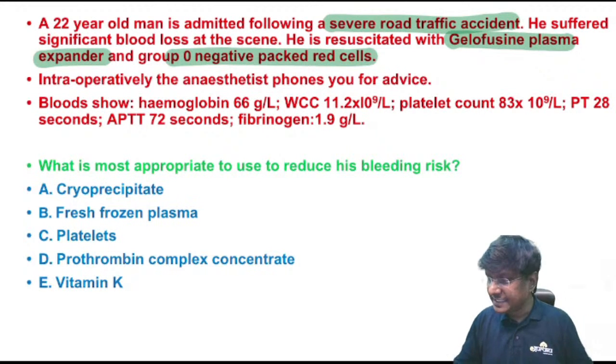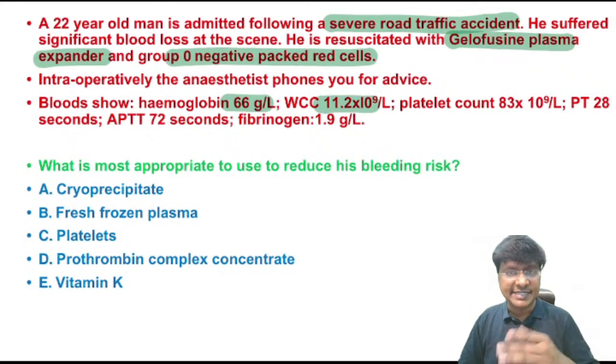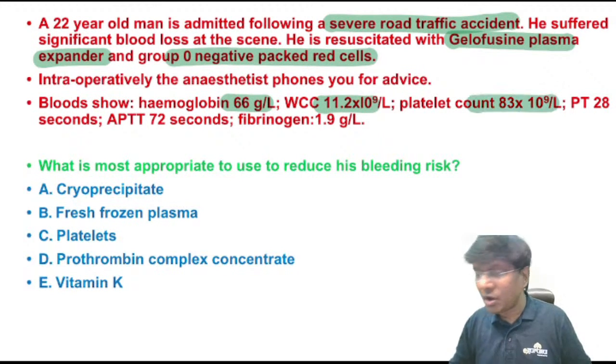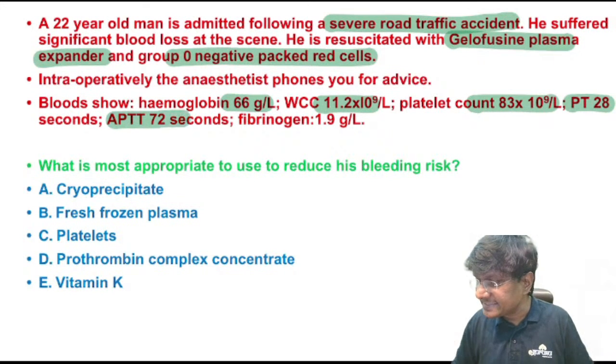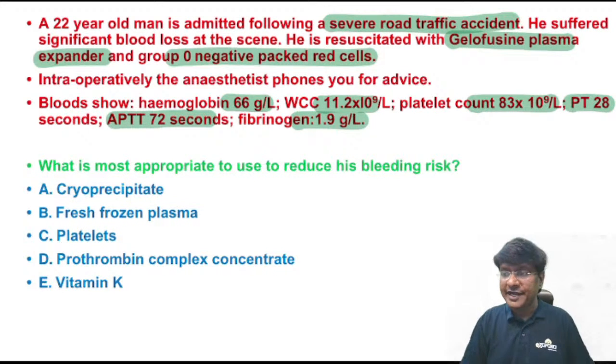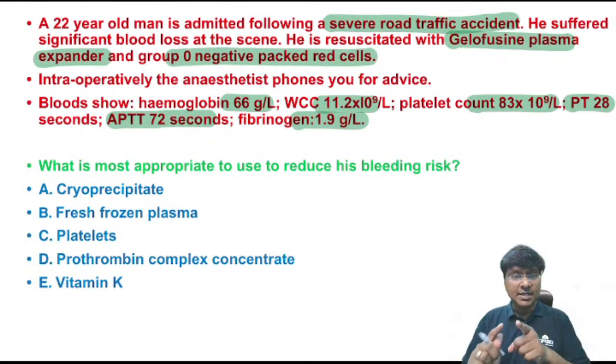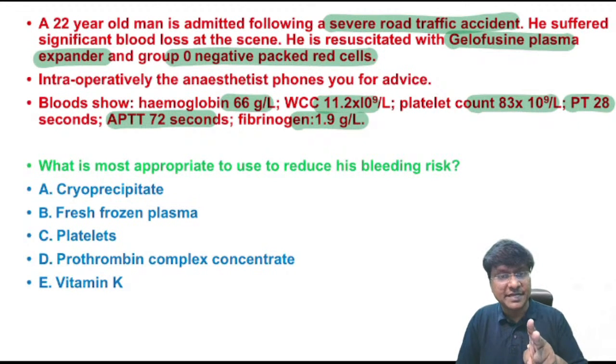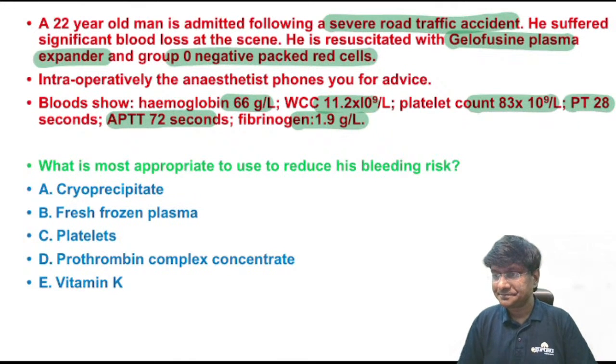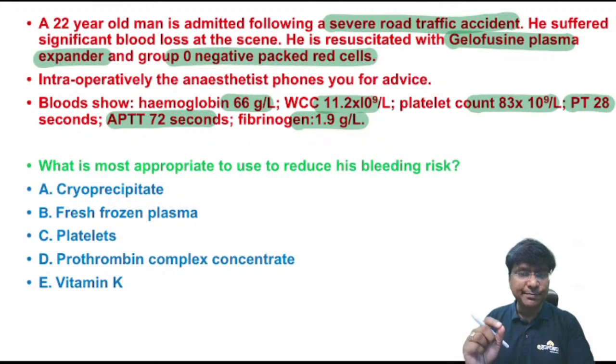Blood shows hemoglobin of 6.6 grams per deciliter, WBC count 11.2, that is 11,200, platelet count of 83,000. Prothrombin time is 28 seconds, APTT 72 seconds, fibrinogen level 1.9 grams per liter. What is the most appropriate to use to reduce his bleeding risk? Now if you see carefully, the options are cryoprecipitate, fresh frozen plasma, platelets, prothrombin complex concentrate, vitamin K. So what is the most appropriate to use to reduce his bleeding risk?